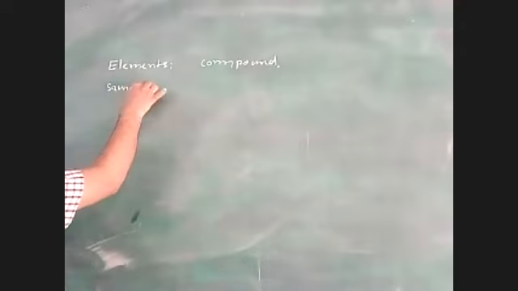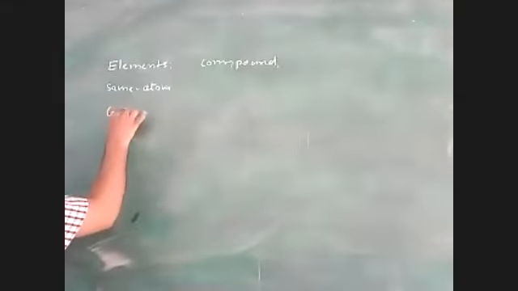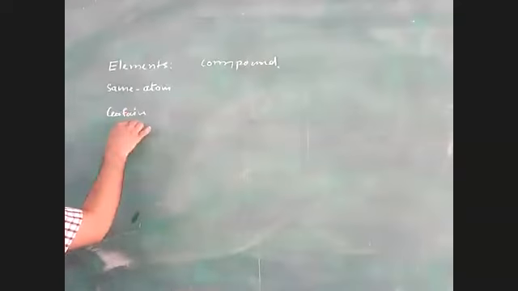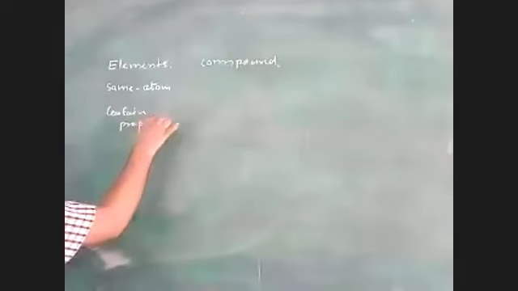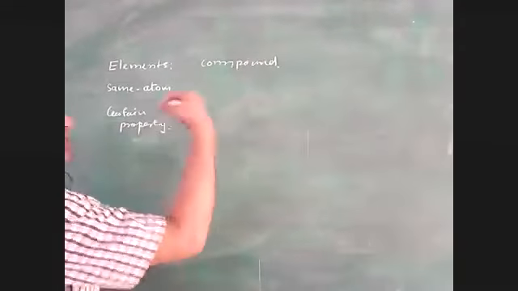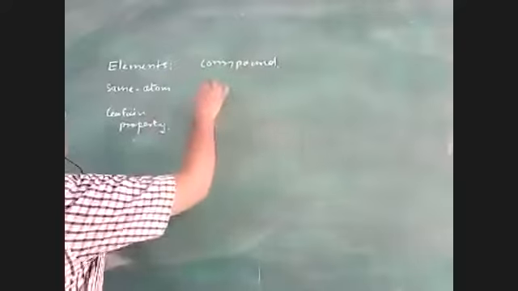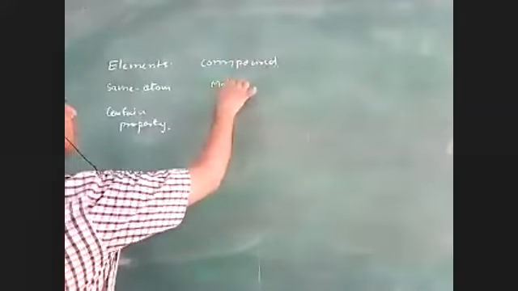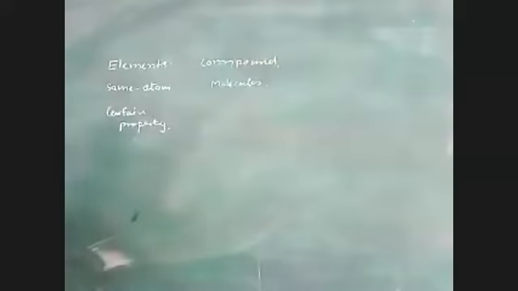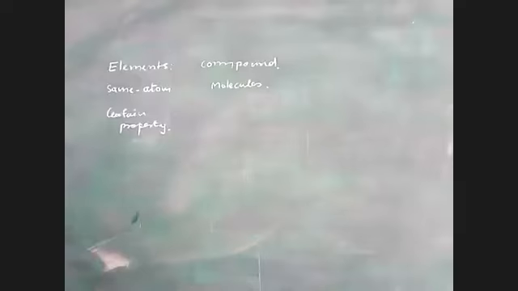Everything is the same. It has certain properties, and it is nothing but the purest form of matter. While compounds are also made of the same material, here it is not known as an atom, it is known as a molecule. So this is the basic difference between elements and compounds.